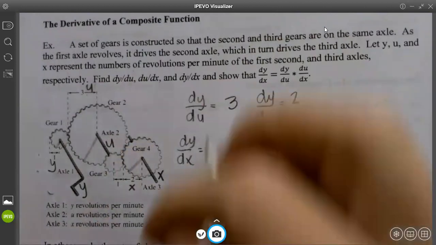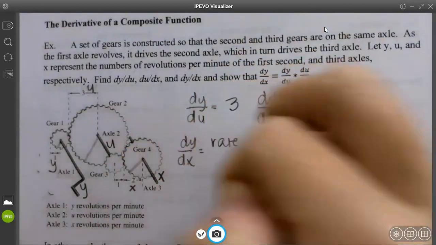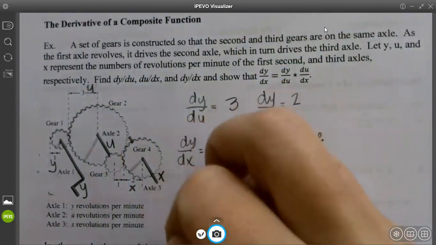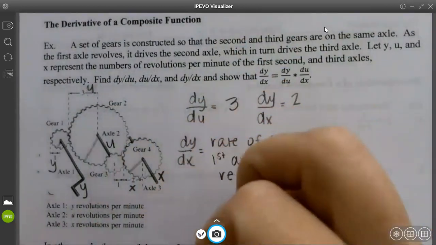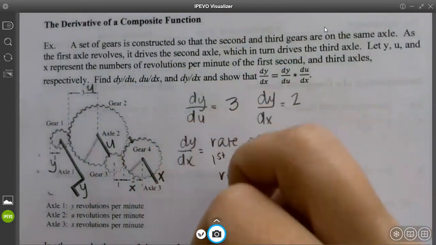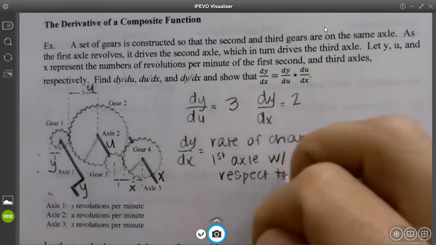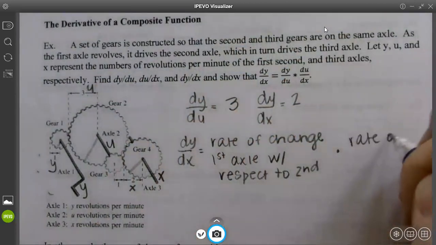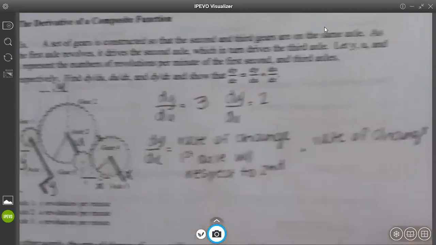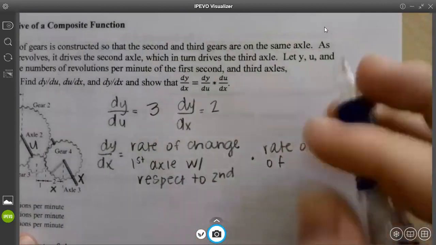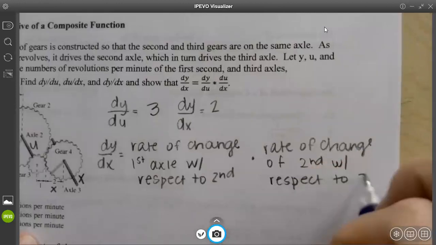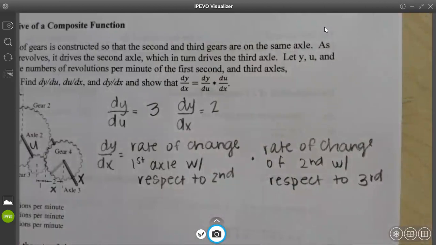Dy over dx represents the rate of change, and it told you this in the problem, of the first axle with respect to the second, times the rate of change of the second with respect to the third.